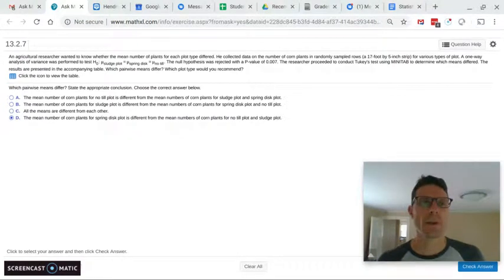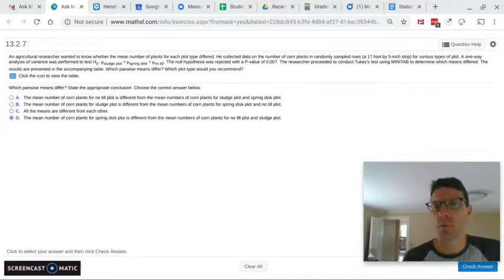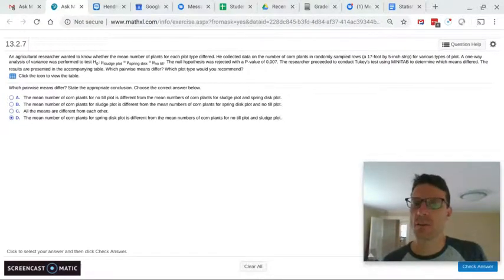Okay, so here we have an agricultural researcher who wanted to know whether the mean number of plants for each plot type differed. He collected data on the number of corn plants in randomly sampled rows for the various plot types. Here it happens to be sludge plot, spring disc, and no-till.